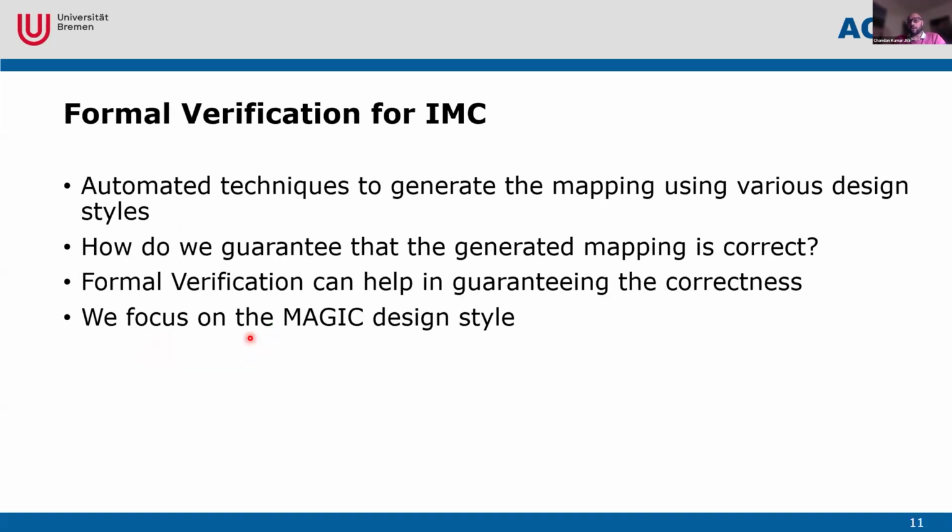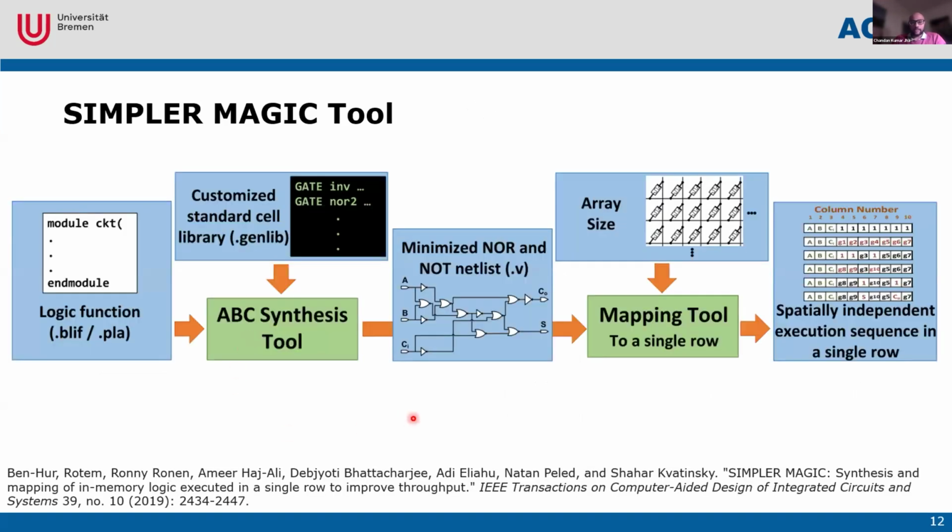Our goal in this work is how do we guarantee that the mapping we have obtained is correct? So let's start with it. This is the flow diagram taken from the paper which proposed the Simpler MAGIC tool. You have any logic function, and you can implement your design in Verilog and create a genlib file which has inverter and NOR2 gates. In the paper, they also show NOR4, but we will limit ourselves to NOR2 and INV gates.